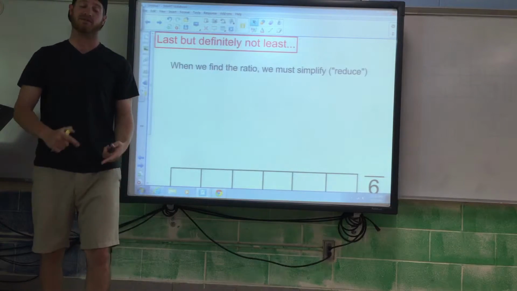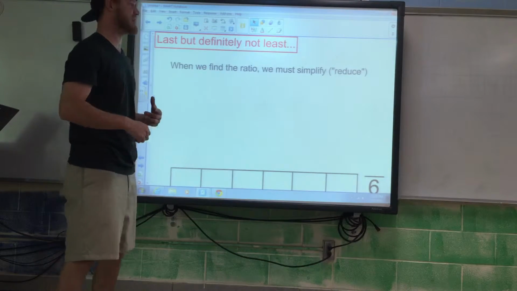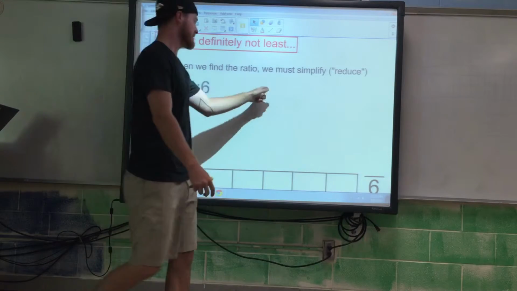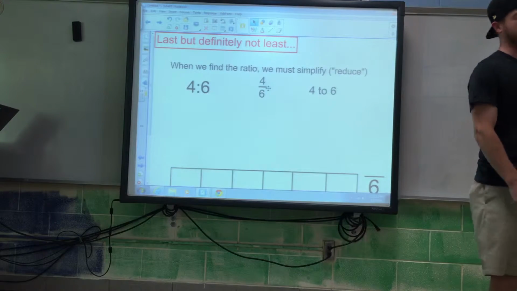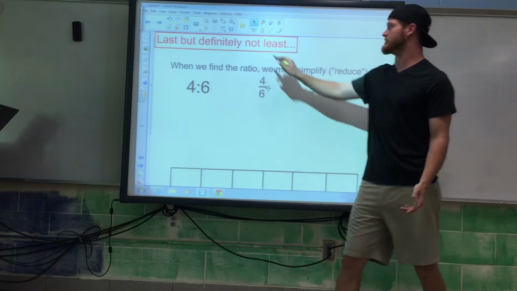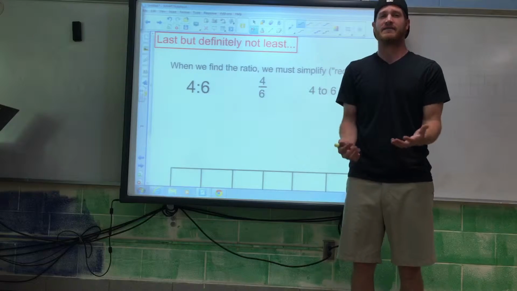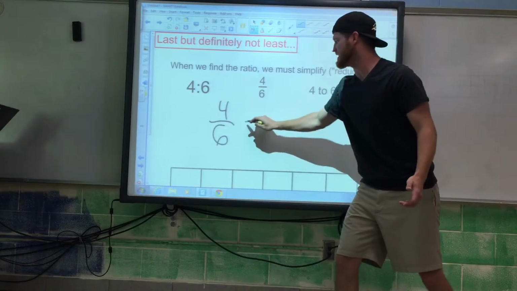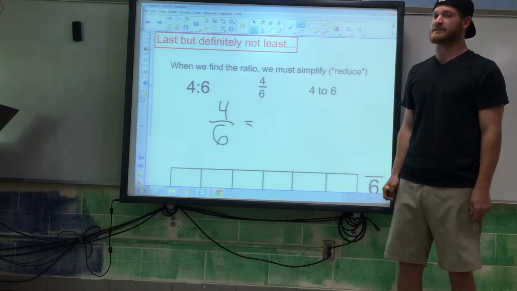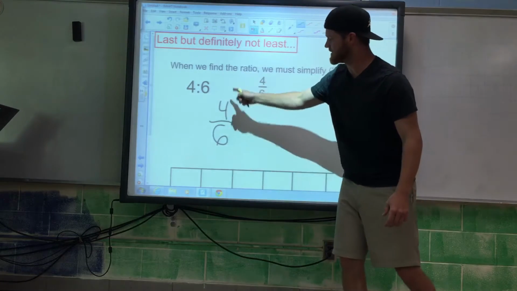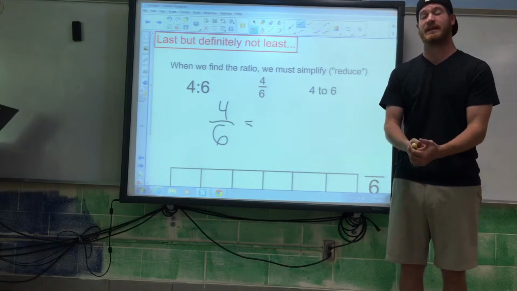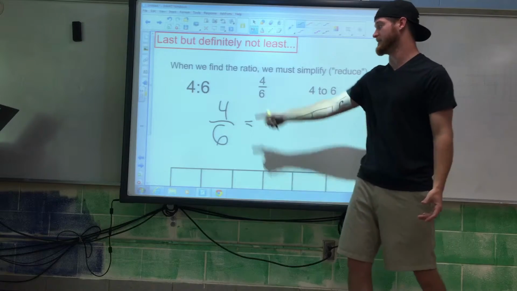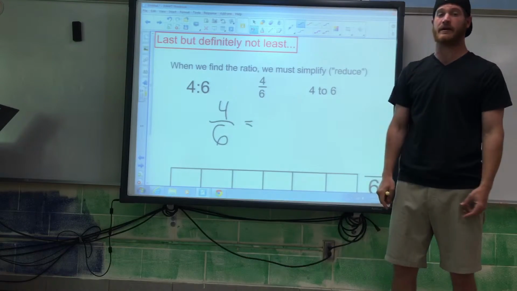Last but definitely not least, when we do fractions and ratios, we have to make sure that we simplify or reduce our numbers. So if I have 4 to 6, which you know by now can also be written as 4 over 6 or 4:6, we have to reduce this. And whenever I say reduce it, we just have to make these into equivalent fractions with smaller numbers. So 4 over 6 equals, let's think about it. What number goes into both 4 and 6? Whatever number that gives you, divide by that. Divide both the top and the bottom by whatever number is divisible into both the numerator and denominator.